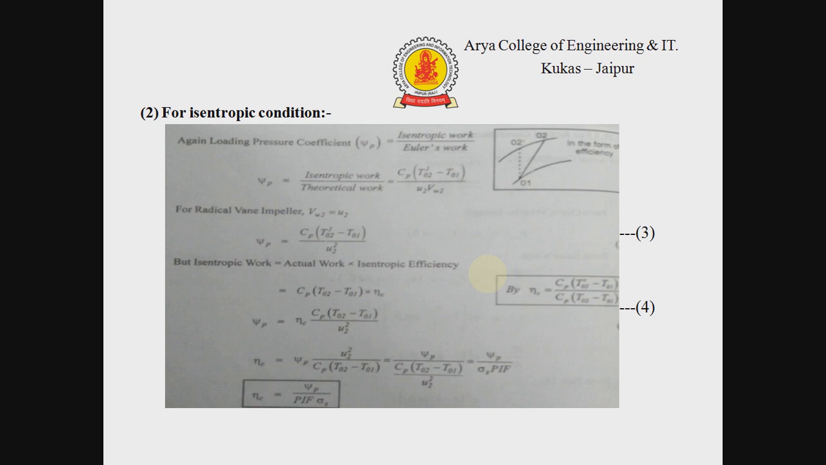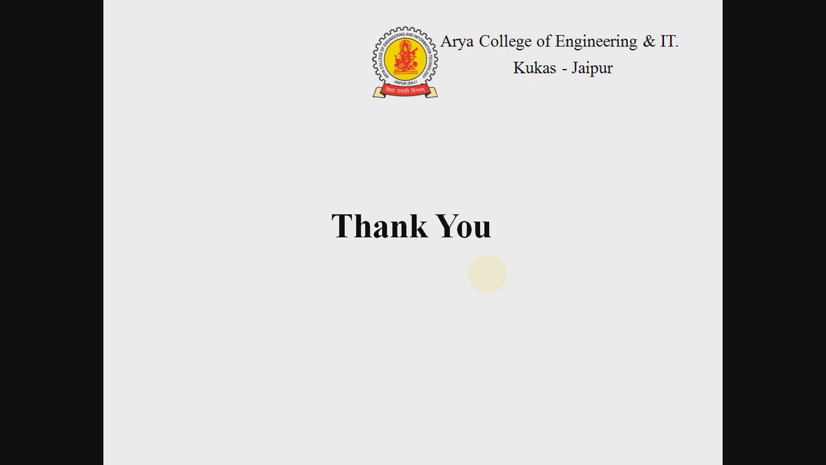Now, isentropic work is equal to actual work into isentropic efficiency. Putting the values of actual work and isentropic efficiency, and by mathematical relation, we get the value of isentropic efficiency, which is equal to psi p divided by power input factor into slip factor. Thank you.